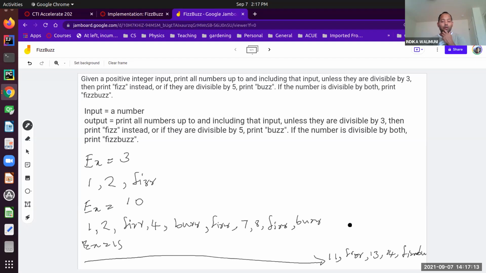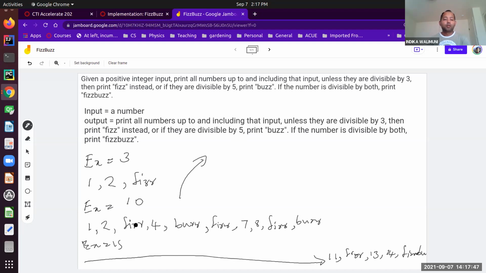Okay. So that's what we basically have to print. Then how do we figure out where to put Fizz, Buzz, and FizzBuzz? We already did that, right? It's basically checking with the modulus operator. If the remainder of the division is 0 for 3 or 5 or both 3 and 5, then we print the respective phrases.